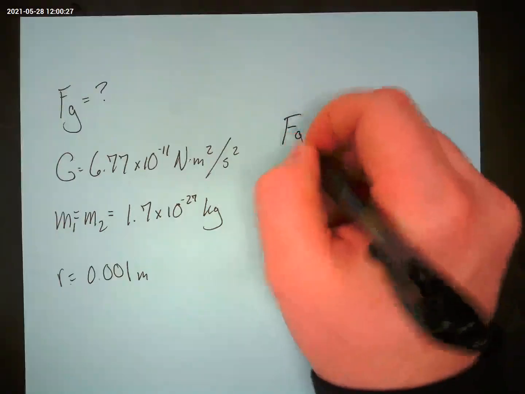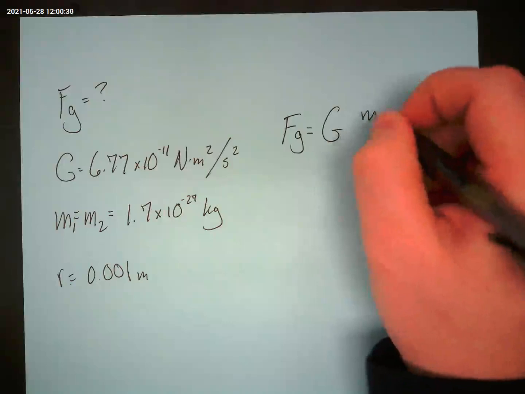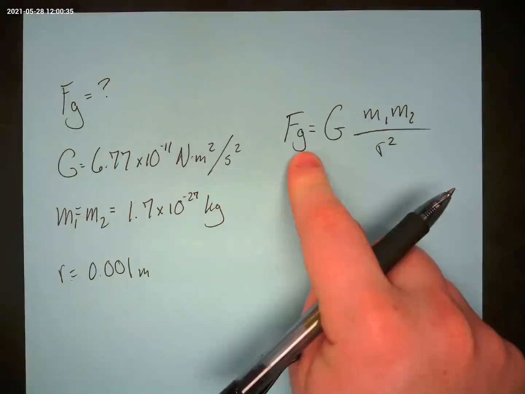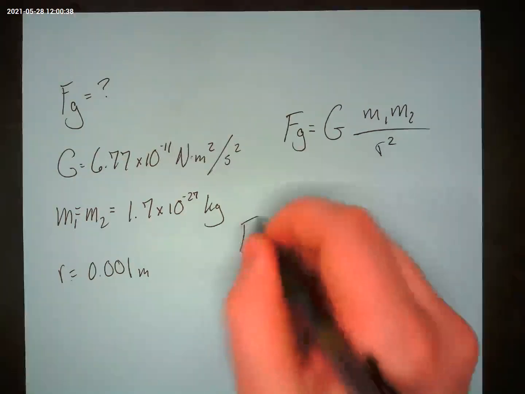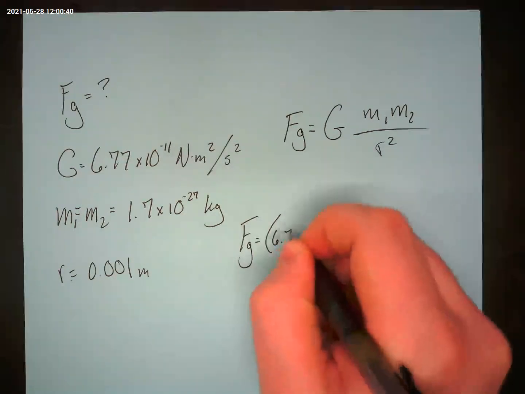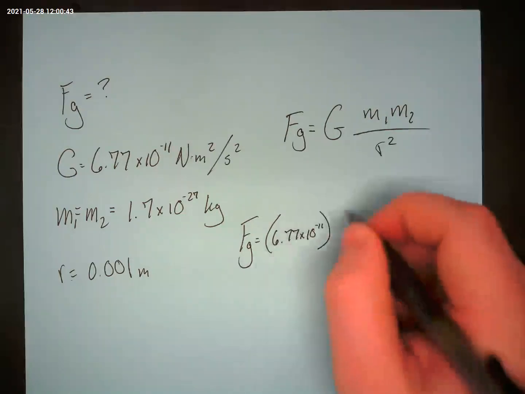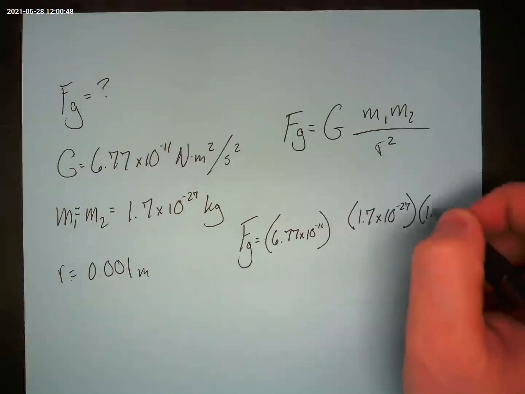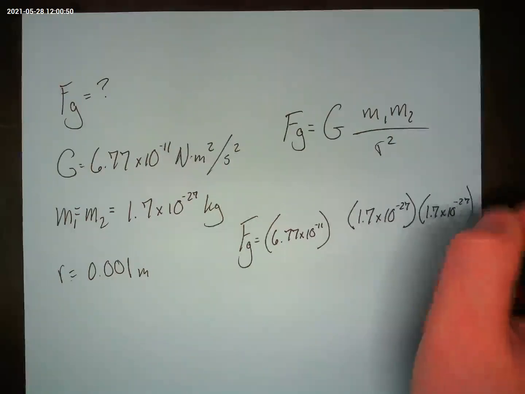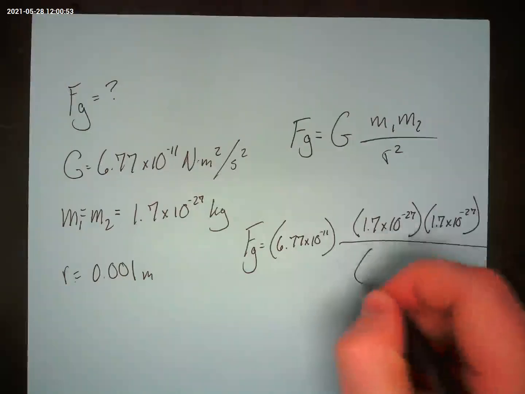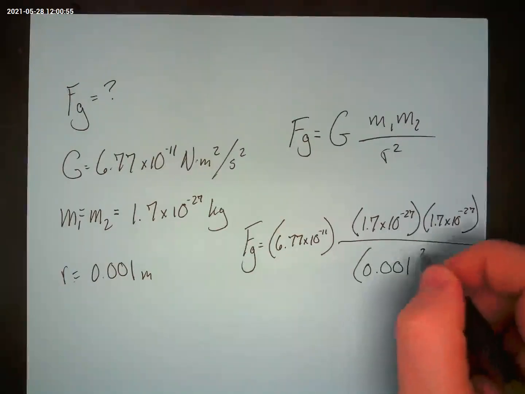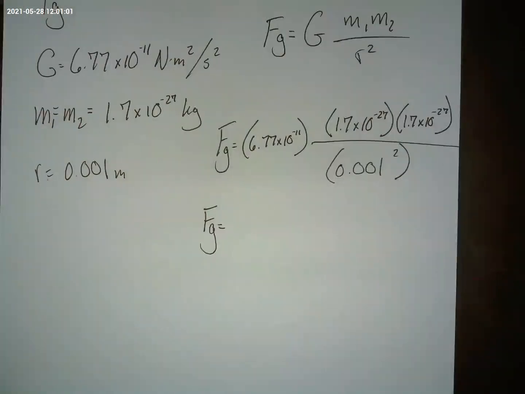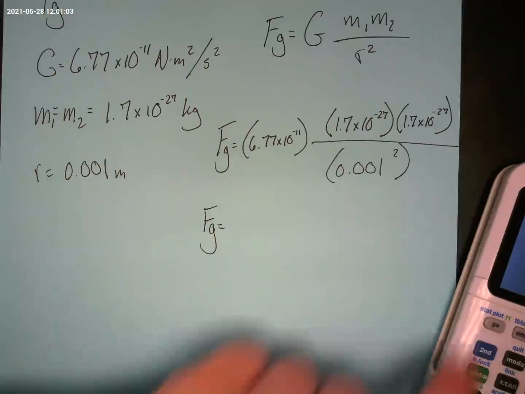We have this all set up already. F of g is equal to G times m1 times m2 all over r squared. It's set up to solve for this, so we can just plug and chug. It's 6.77 times 10 to the negative 11 times 1.7 times 10 to the negative 27 times 1.7 times 10 to the negative 27, all over 0.001 squared. We can pop that into our calculators to get the gravitational force felt between these two protons.